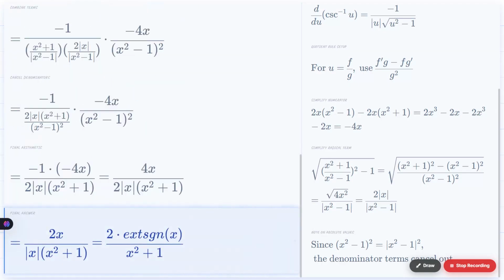We write the final answer as 2 divided by absolute value of x times x squared plus 1. We do this to show the completed problem. This is our final result.